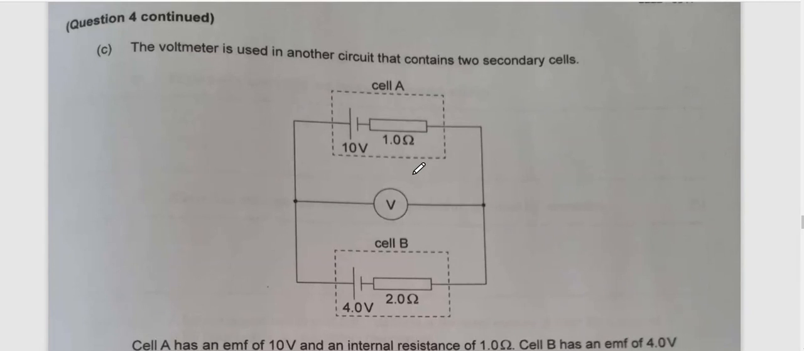The voltmeter is used in another circuit that contains 2 secondary cells. Cell A has electromotive force 10 volt and internal resistance 1 ohm. Cell B has an electromotive force of 4 volt and internal resistance 2 ohm. Calculate the reading on the voltmeter. I need to find the value of the voltage that this voltmeter will read. So I'm going to use Kirchhoff's law.